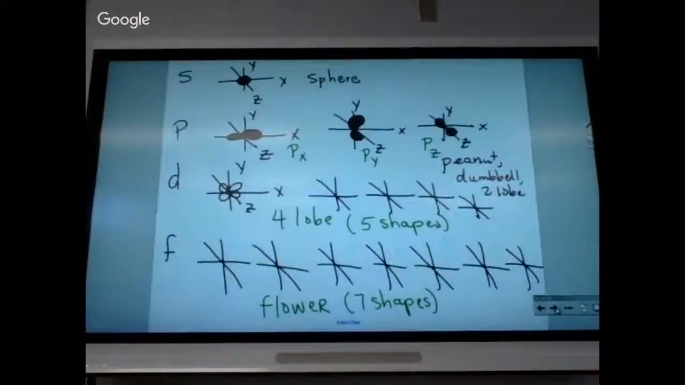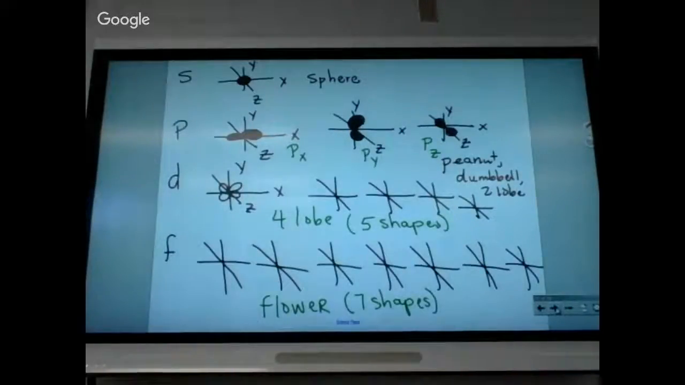We talked shapes. We drew the shapes of the sublevels for S and P. S can be a sphere. P can be a peanut. D, I said, was 4 lobes, and F, I said, was a flower. More importantly are the number of pictures, because they lead us into the next quantum number. How many ways can we draw the S sublevel? 1. How many ways can we draw the P sublevel?